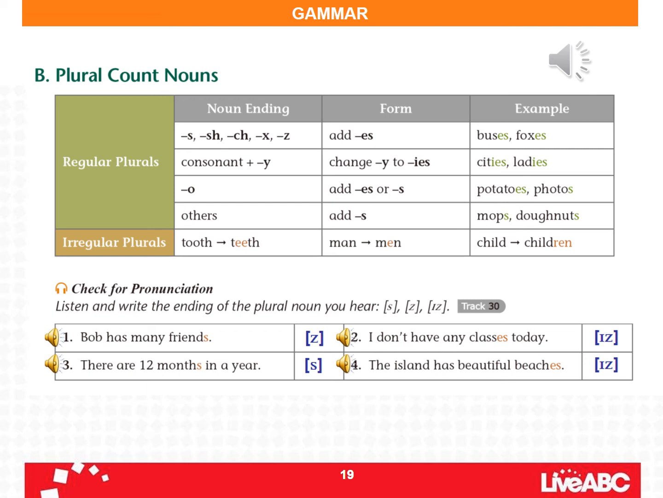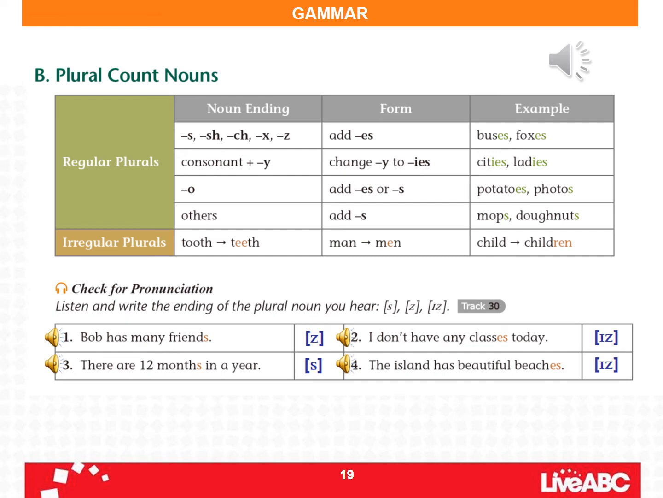For the use of plural count nouns, we are going to study here some noun endings. For example, when we have a noun ending in letter S, SH, CH, X, and Z, we have to add ES and we have to say buses, foxes. With a noun ending in Y, we have to change letter Y to letter I and we have to say cities, ladies.